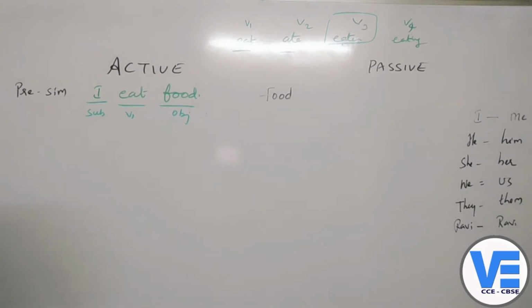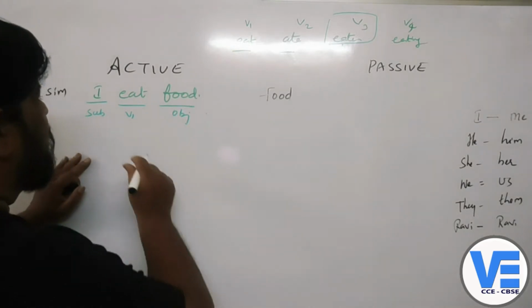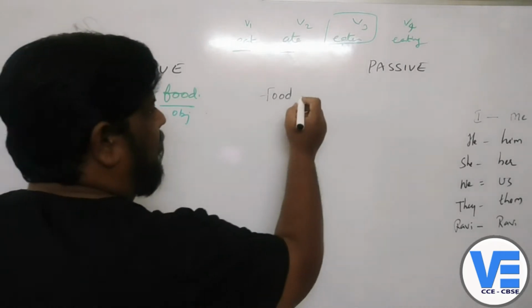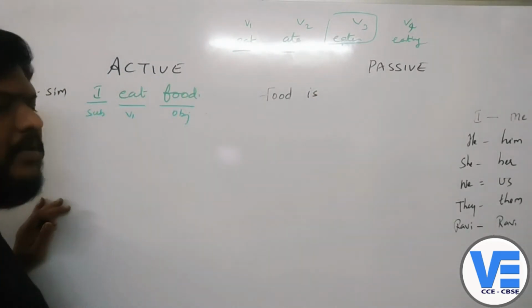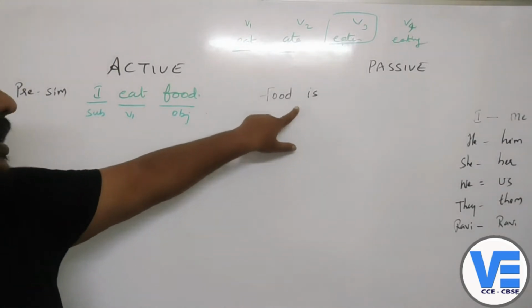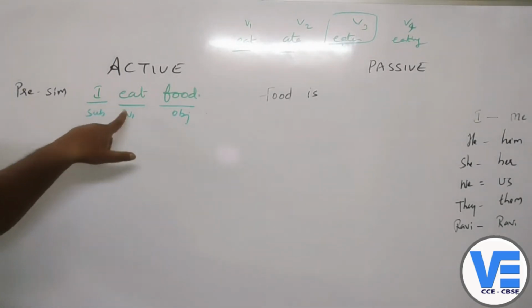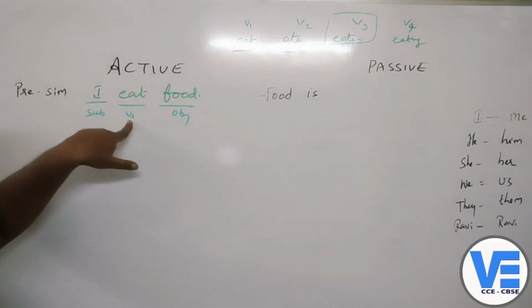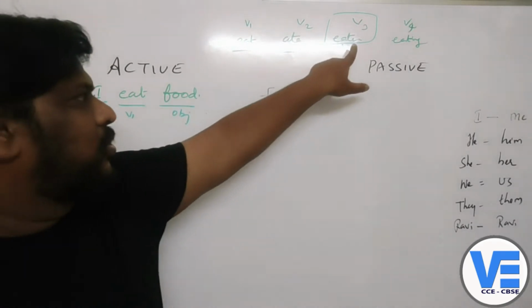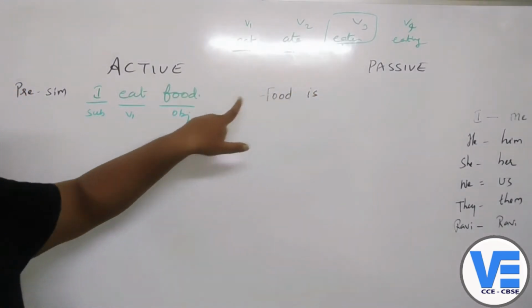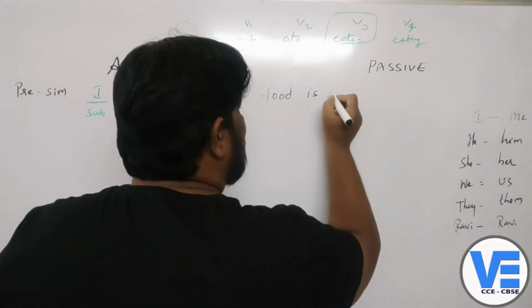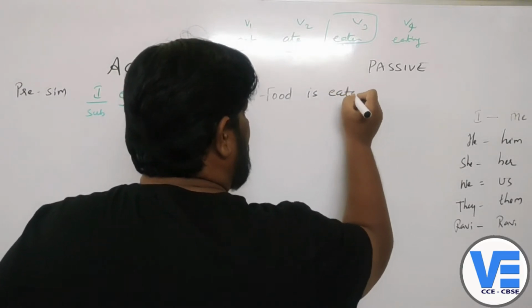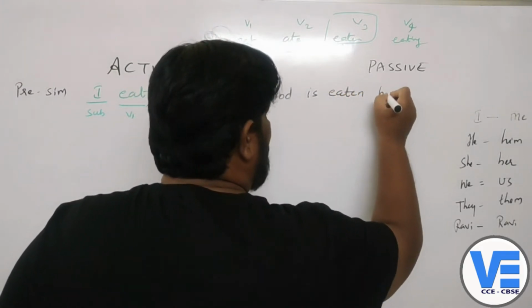And then, the second one is food, because it is a present simple. I'm using only is because food is a singular form. So I'm writing here: food is. Now, when I'm writing this verb form, it is only V1 here. Now what I should do here? I have to use only V3, according to the rule. So what is V3 here? Eaten. So food is eaten by.